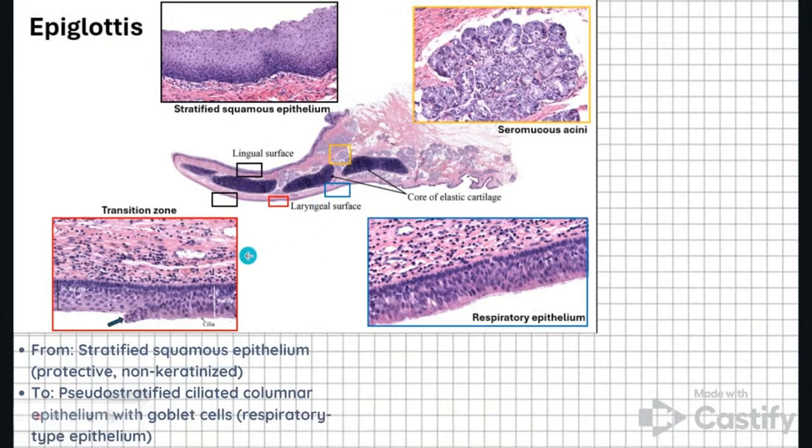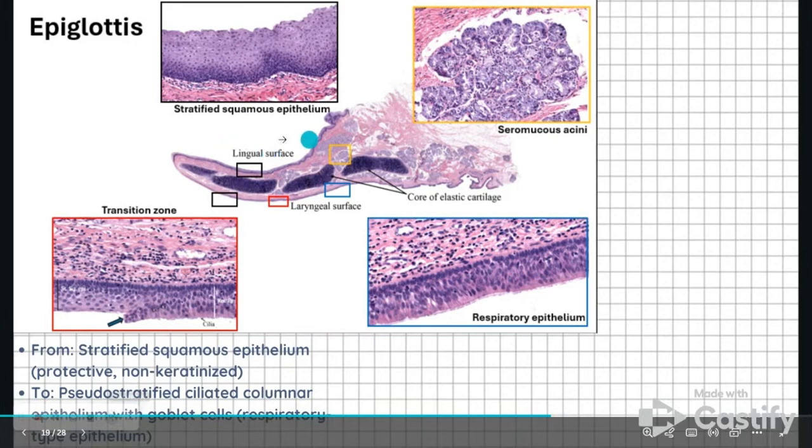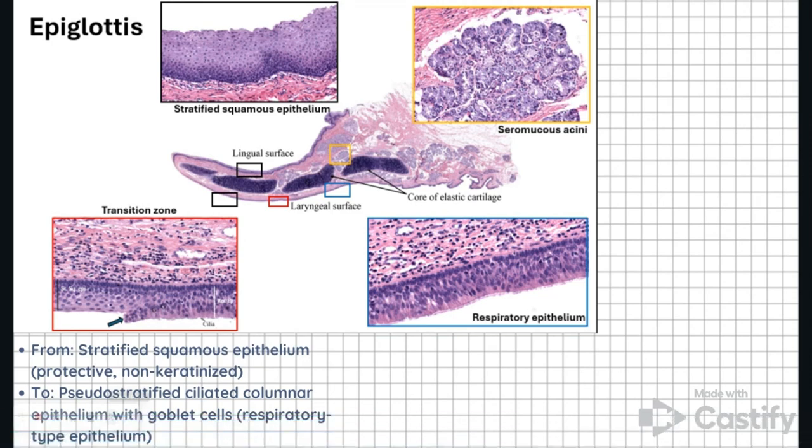Okay, before everyone gets so scared and terrified, we're going to take it one step at a time. Okay, so this is the laryngeal surface, which is going to be facing towards the larynx. The larynx is going to be here. Lingual surface, the tongue is going to be here somewhere. They form stratified squamous epithelium, protective, non-keratinized. Non-keratinized is important. Anytime you see keratin, it's going to be skin, hair, nails. You can't have keratin inside because keratin is rough, it's hard. It doesn't make sense to have it in a place that needs to be flexible to open and close. Okay? So we start off stratified squamous, non-keratinized epithelium, to pseudostratified ciliated columnar with goblet cells.